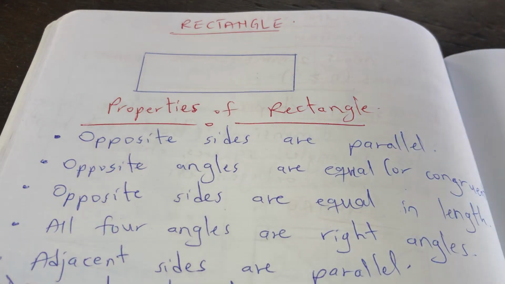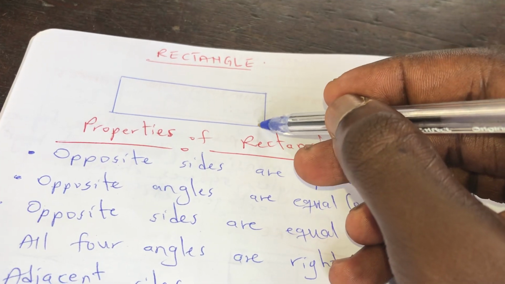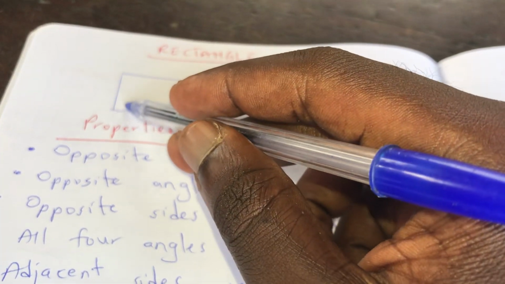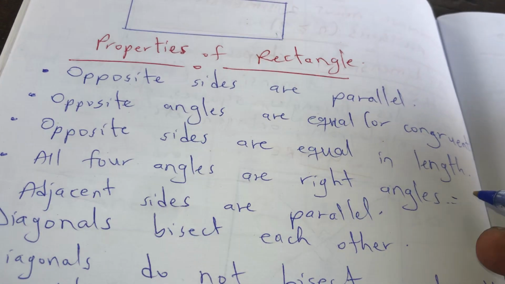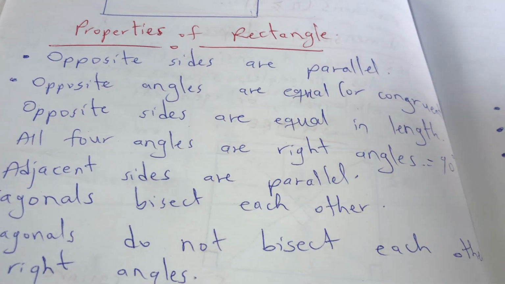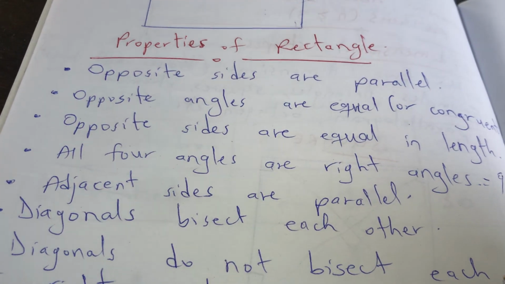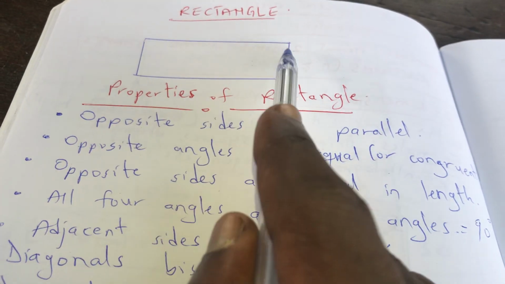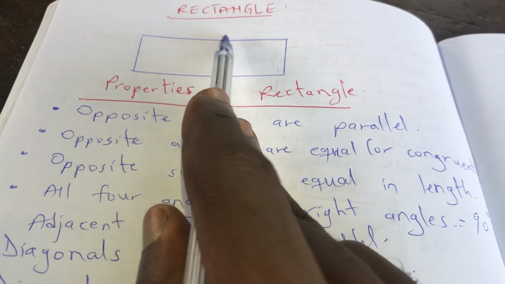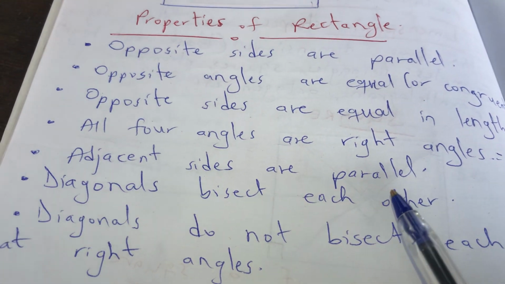Then all four angles are right angles. The angles are this place: 1, 2, 3, and 4. They are all right angles, and right angles mean 90 degrees. Then adjacent sides are perpendicular, as I said, this side and this side. Diagonals bisect each other.